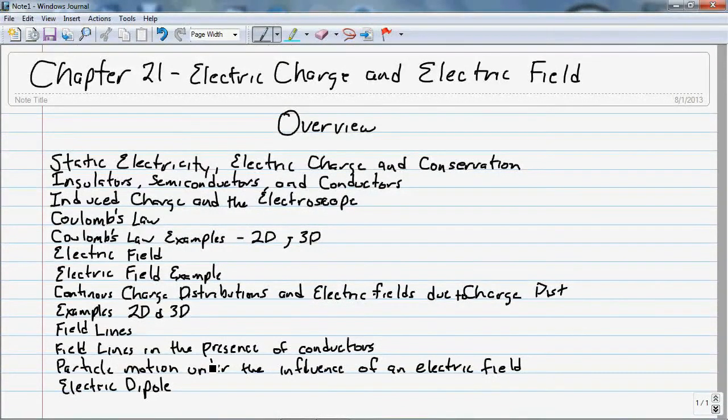So this chapter covers a lot of information, so it's going to be quite a number of videos. I'm going to try to break this down as easily as I can, so especially the examples are going to be in parts to make it easier for you to be able to look at them and understand them.